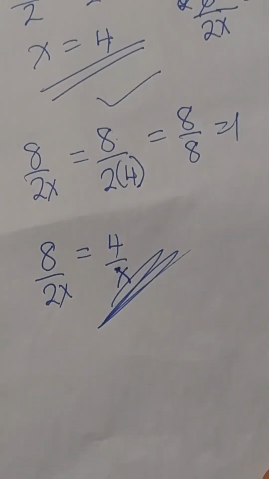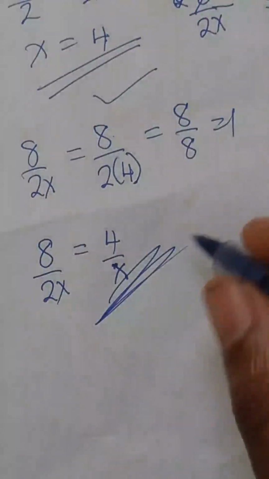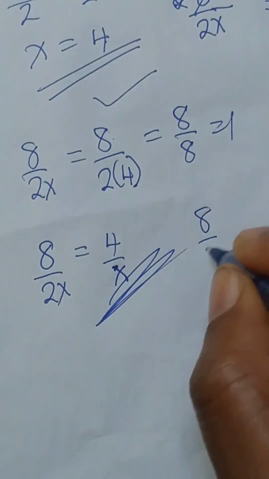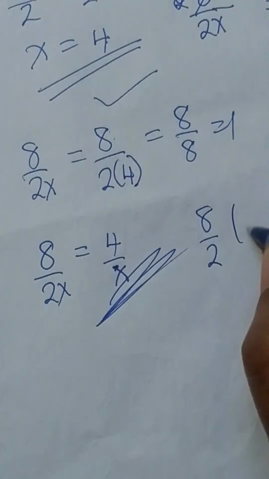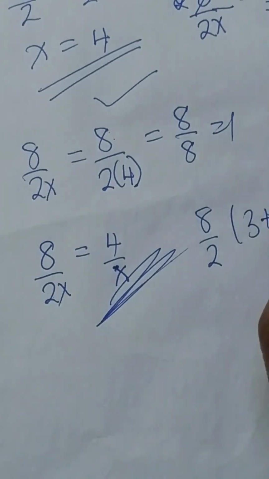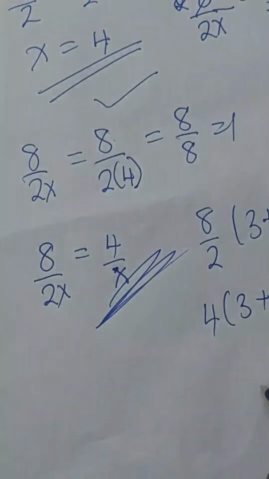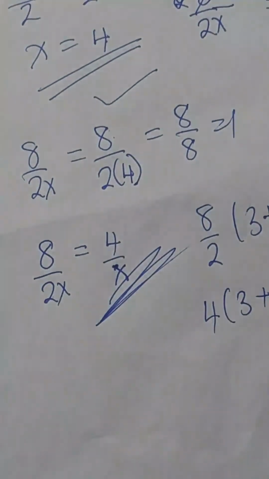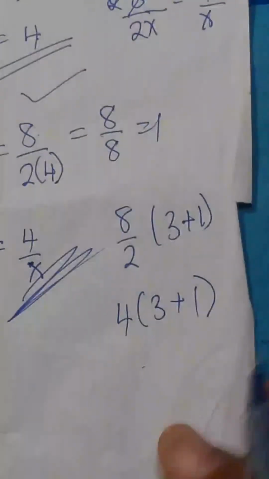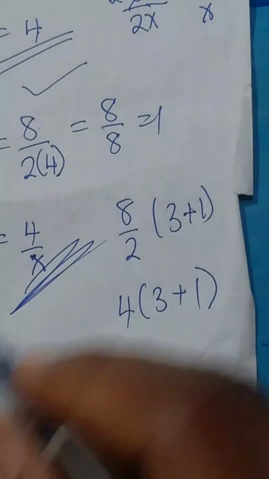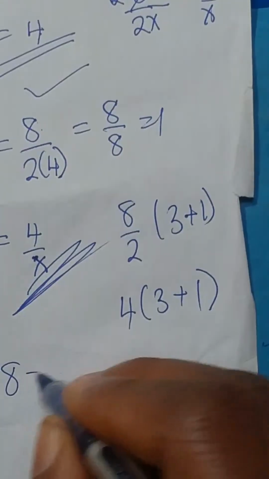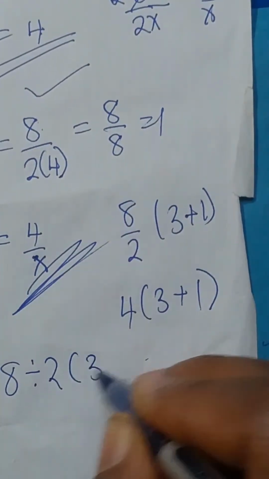You can't be comparing it when you're doing numbers, because when you're dealing with numbers, now we have 8 divided by 2 bracket 3 plus 1. This can divide to give us 4 bracket 3 plus 1. You can divide like that. You see, that question you gave us is 8 divided by 2 bracket 3 plus 1.